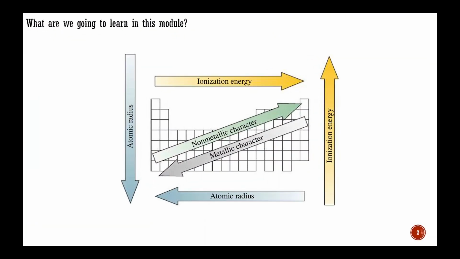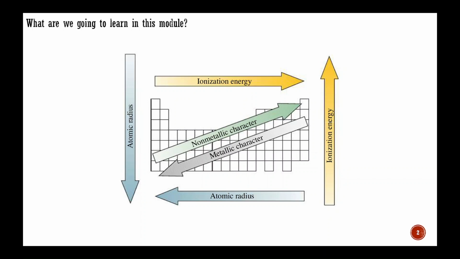In the previous lecture, you learned about the atomic radius of elements, which is the distance between an atom's nucleus and its valence shell. In general, atomic radii decrease from left to right across a period of the periodic table and increase from top to bottom down a group.